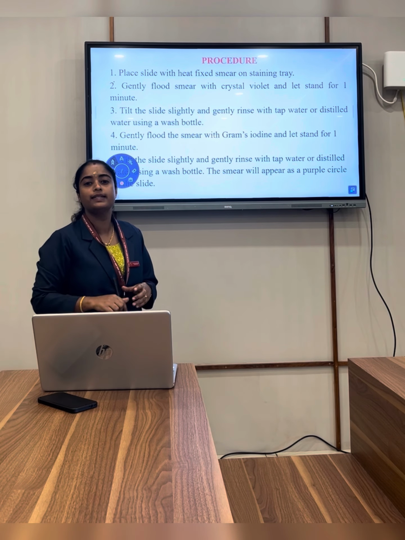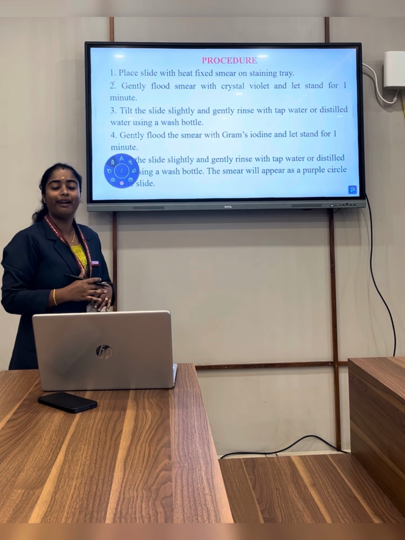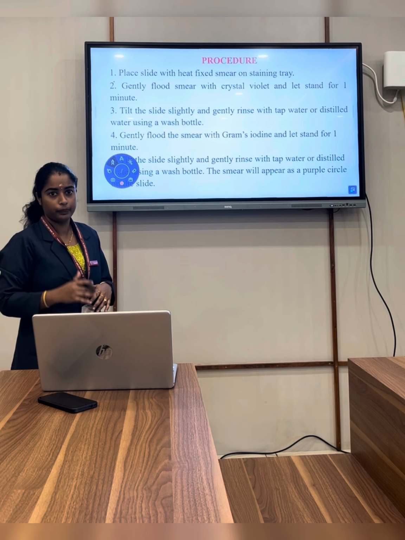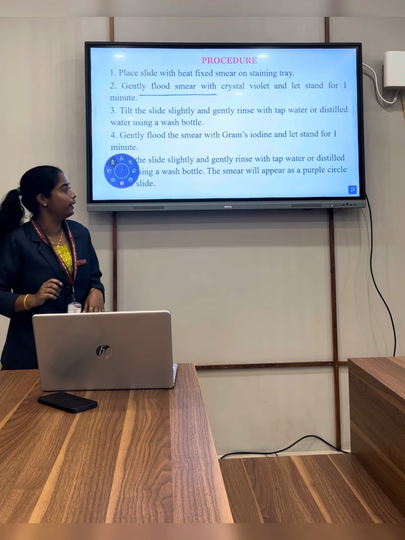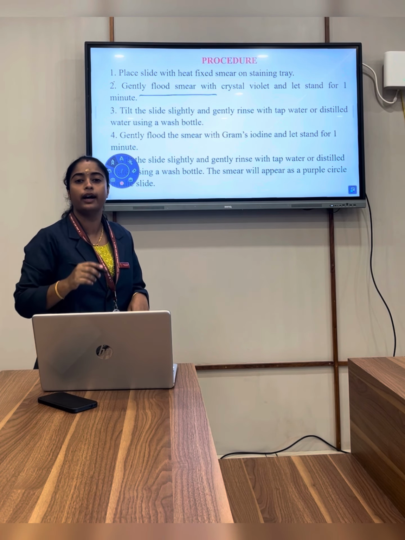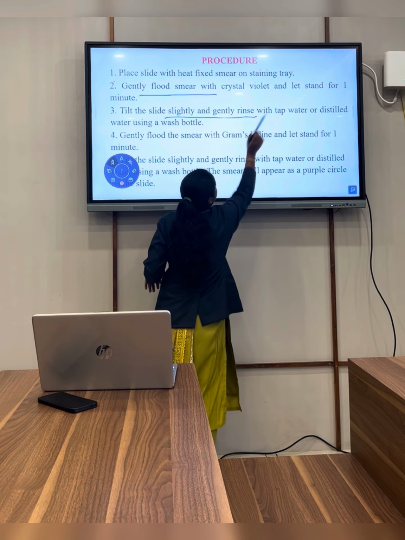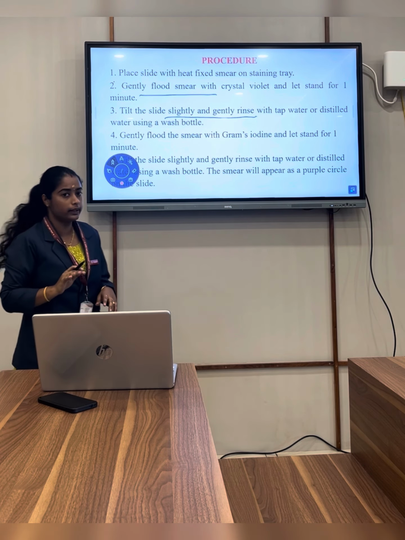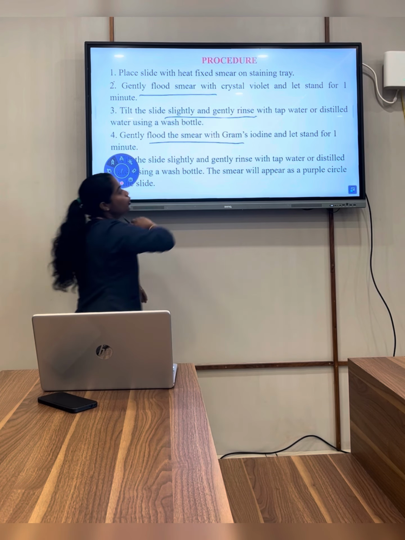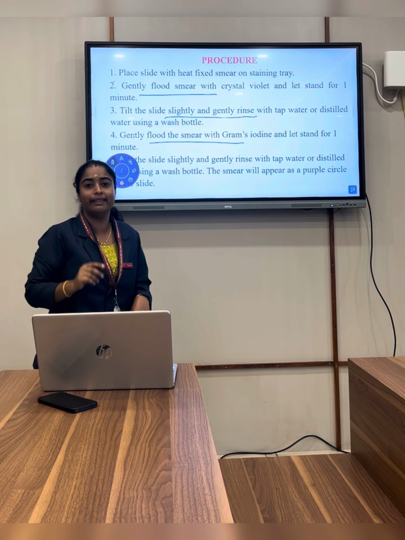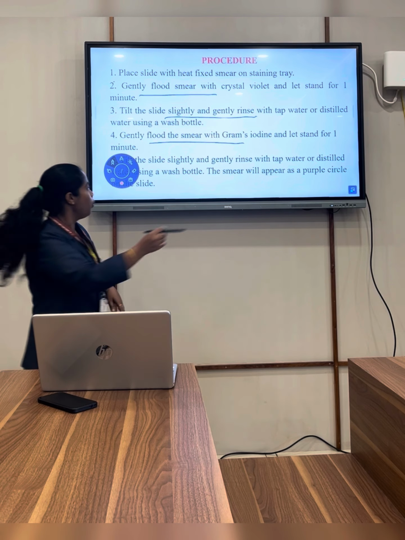Then the procedure of the staining. First, take a grease-free clean glass slide and prepare a thin smear of the culture. Then gently flood the smear with the crystal violet, that is the primary stain, and let it stand for 1 minute. After 1 minute, gently wash with distilled water or tap water using a wash bottle. Then after that, gently flood the smear with Gram's iodine, that is the mordant used in this staining procedure, and let it also stand for 1 minute.